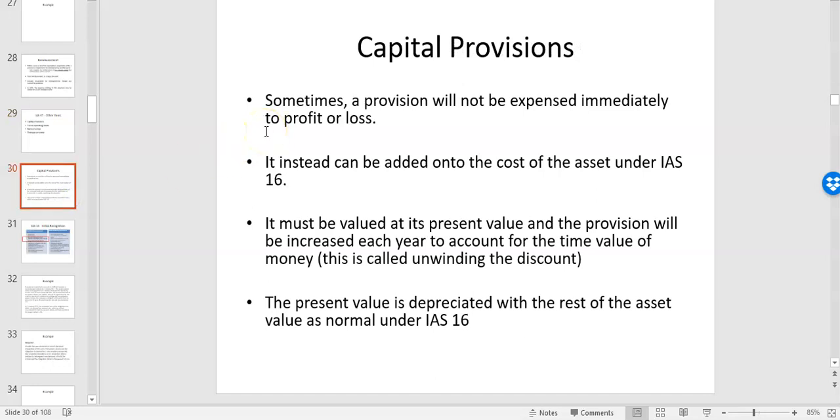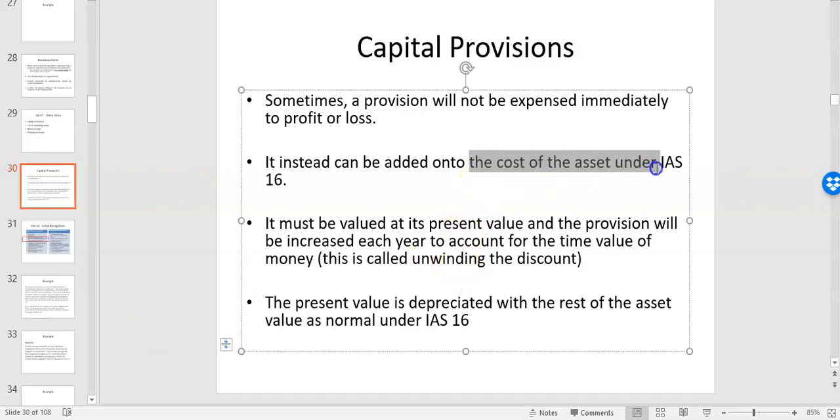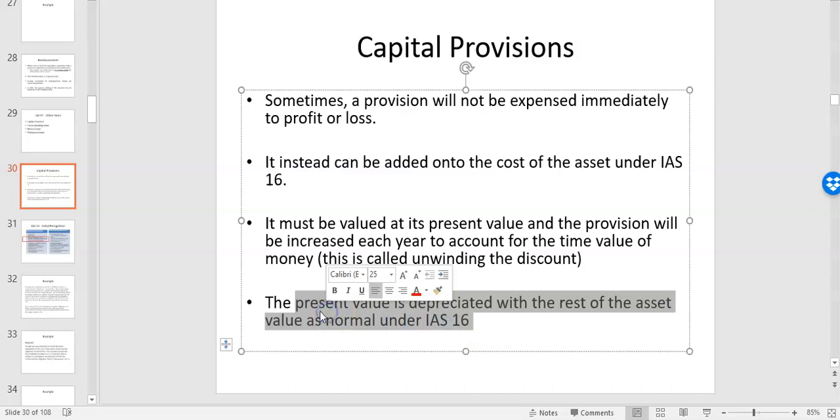And we mentioned this already in IAS 16, where sometimes the provision will not be expensed immediately to P&L, and it can be added onto the cost of the asset. For example, you may have a provision to clean up a quarry at the end of its life or to decommission a chemical plant at the end of its life. Those decommissioning costs are essentially a provision. They're not going to happen until the future. But what you do is you take the present value of them today and you add them onto the cost of the asset, and it'll depreciate as normal with the rest of the asset.